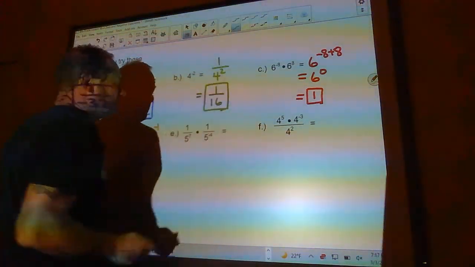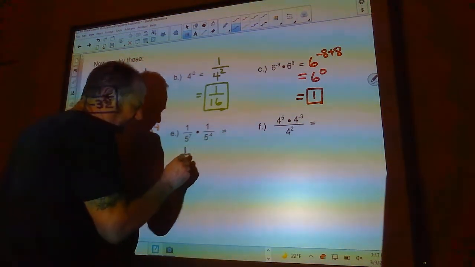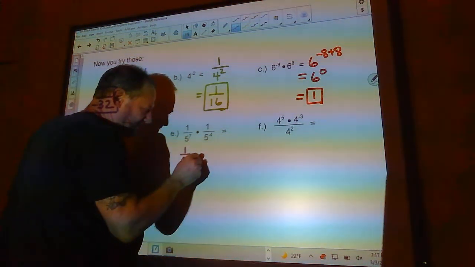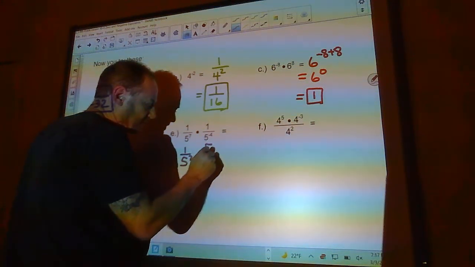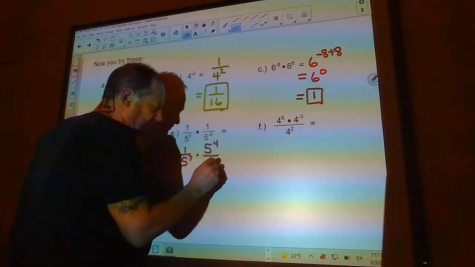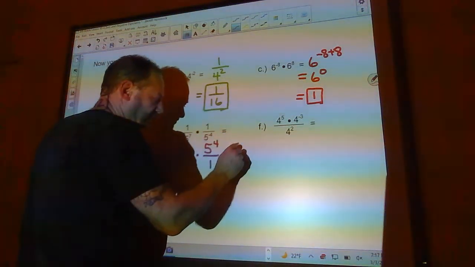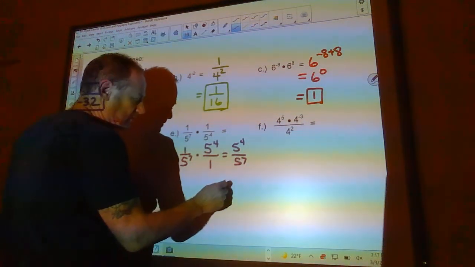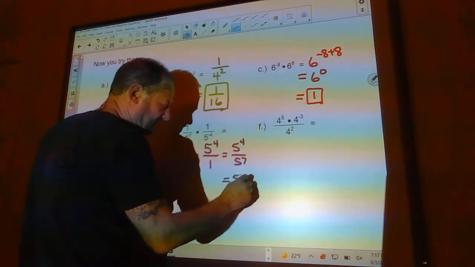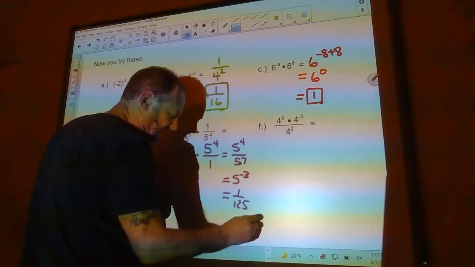Okay, this one here. This is 1 over 5 to the 7th power times, now this is a negative power in the denominator, so it's going to go in the numerator. That's 5 to the positive 4 power over 1, which is going to be 5 to the 4th power over 5 to the 7th power, which is 5 to the negative 3 power, which is 1 over 125.